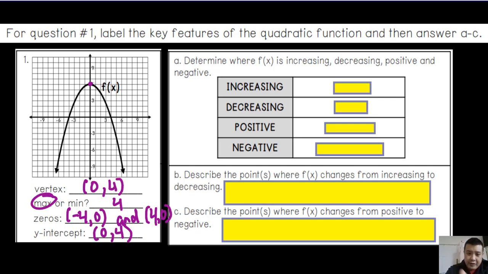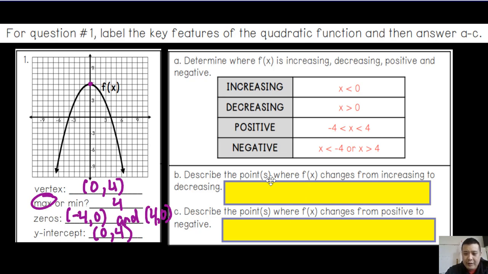It is increasing from negative infinity to 0, because you can see it goes from here all the way up to here, and then decreasing as it goes from this vertex downwards. It's positive from -4 to 4, from here to here, and negative when x is less than -4 or greater than 4.